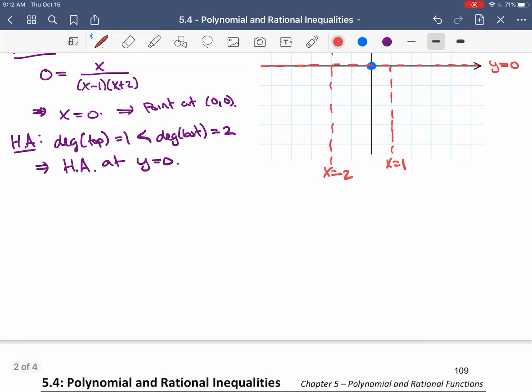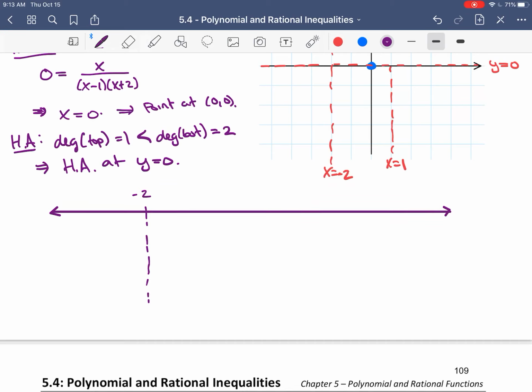Okay, so now we make our table. We want to put in all of the places where the top and the bottom are 0. So the first one on the number line would be at negative 2. And then it's at 0. And then it's at 1. So 0 is where the top is 0, and 1 and negative 2 are where the bottom is 0.